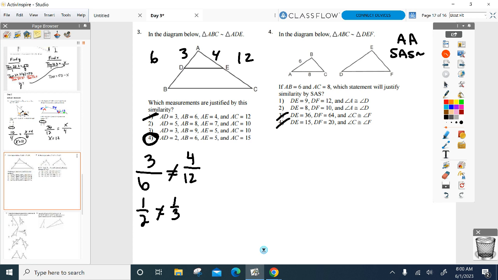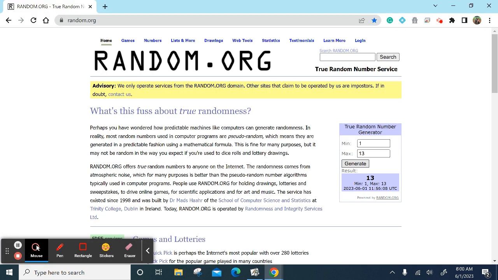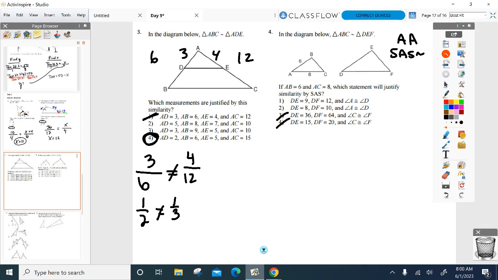Everybody find them out of 1 and 2? Which ones are the sides? I'll call on somebody here. Which ones give me the sides? 13, Charlie. 1. Yep. 6 over 9 equals 8 over 12. Done. Good work. All right. We all right? All right.